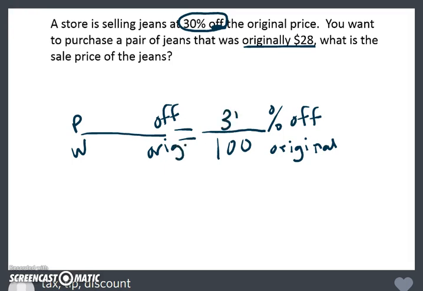So this one is also the original. So I know that it is 30% off. So that one goes in the percent spot. And it says originally $28. So that is not the amount off. It is the original amount. So 28 goes in this spot.